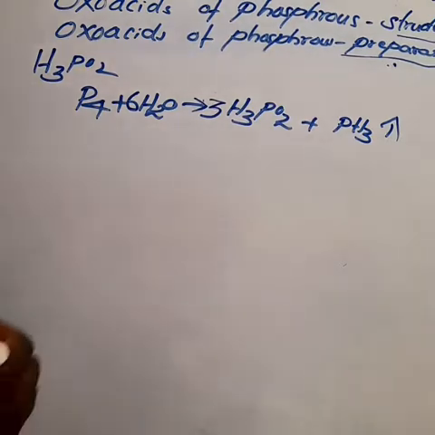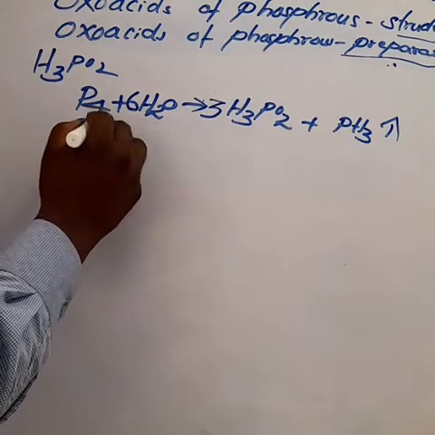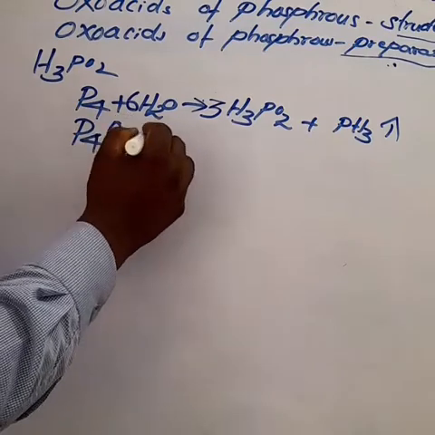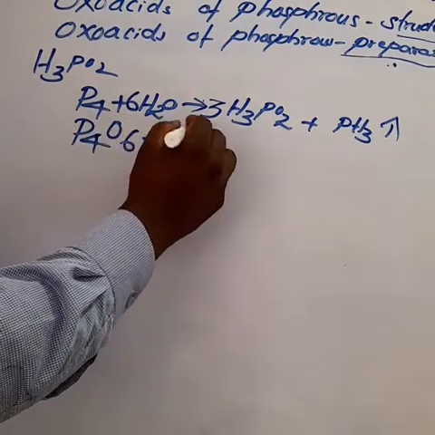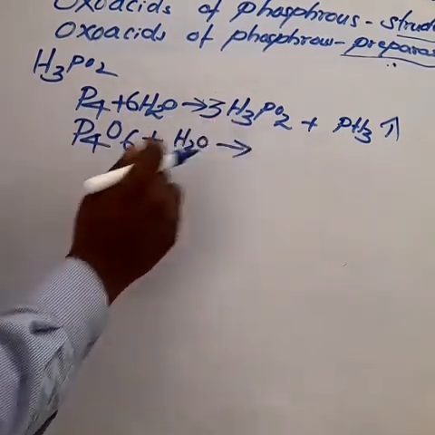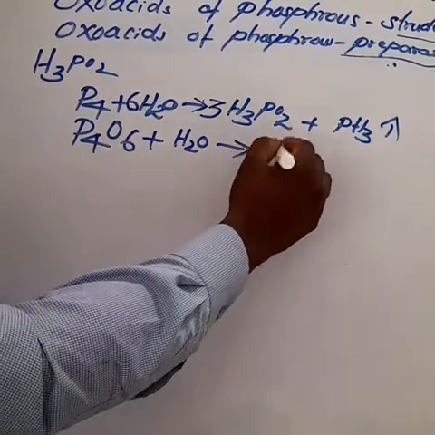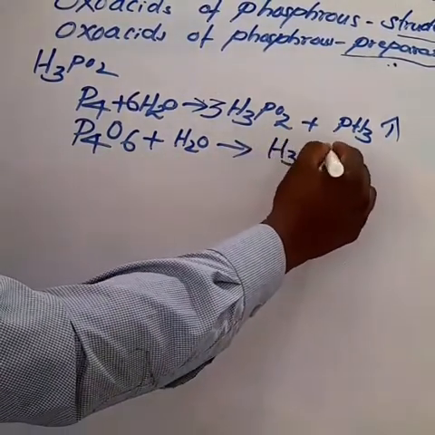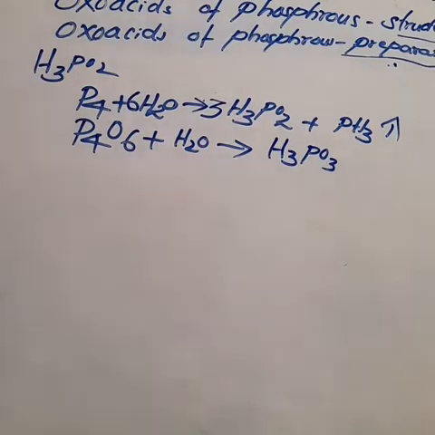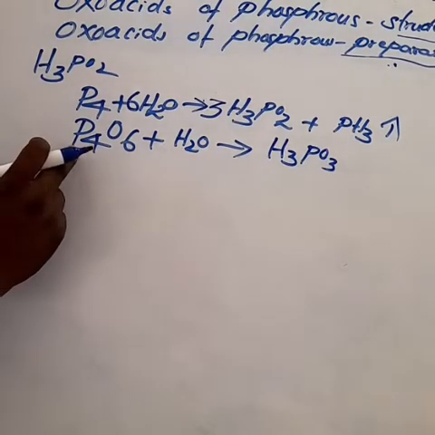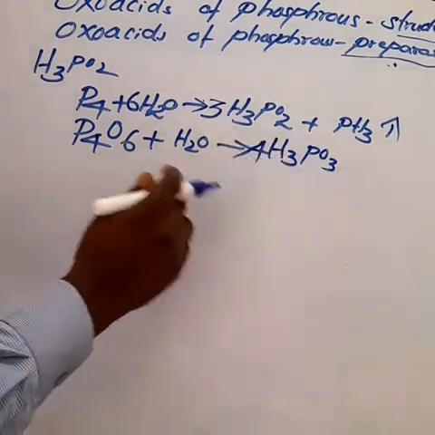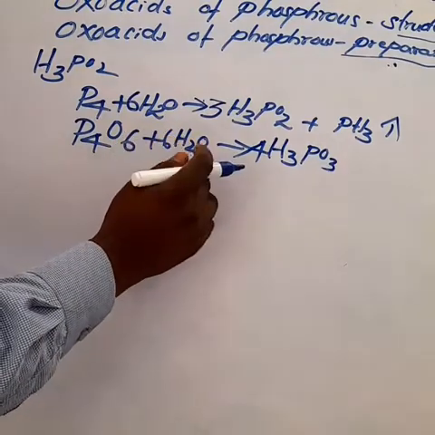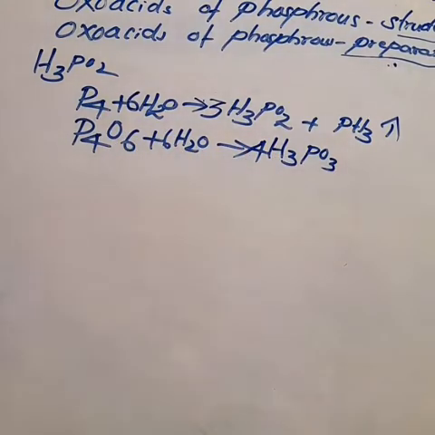Orthophosphorus acid. By the reaction between P4O6 plus water molecules, we get H3PO3. How can you balance the equation? How many phosphorus atoms are there? 4 phosphorus, so make it 4. How much hydrogen is there? 4 times 3 is 12, so make it 2. The equation is balanced.